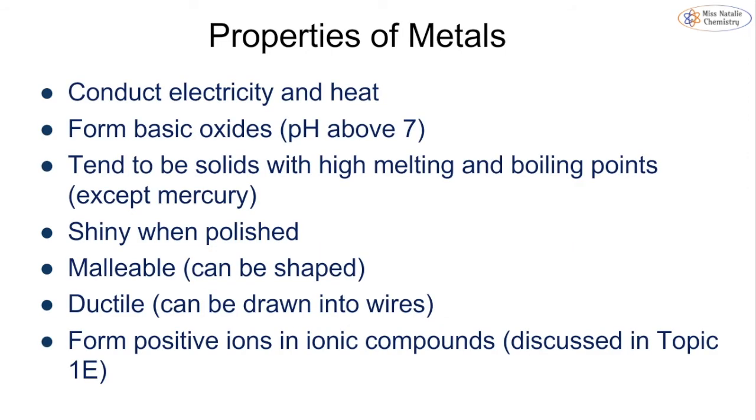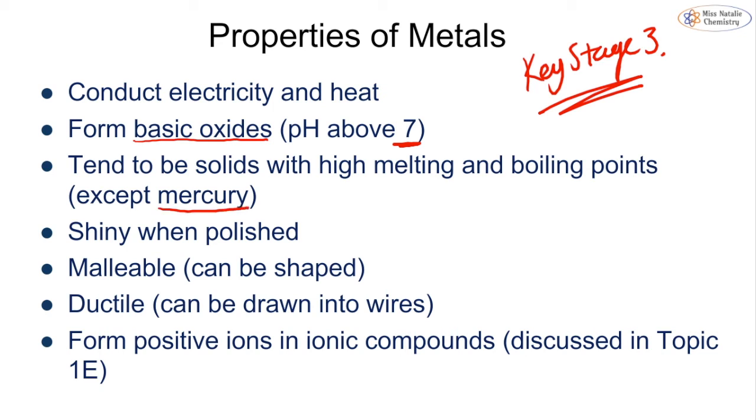Now we can also look at the properties of the metals in our periodic table versus the properties of non-metals. And again, this is mostly things that you will have covered in Key Stage 3. So you've looked at metals and non-metals in Year 7 and Year 8. So a lot of this should just be revision for you. So metals are going to conduct electricity and going to conduct heat. They are going to form basic oxides, meaning they have a pH above 7. They tend to be solids with particularly high melting and boiling points, the one exception being mercury. Remember, mercury is a liquid at room temp.